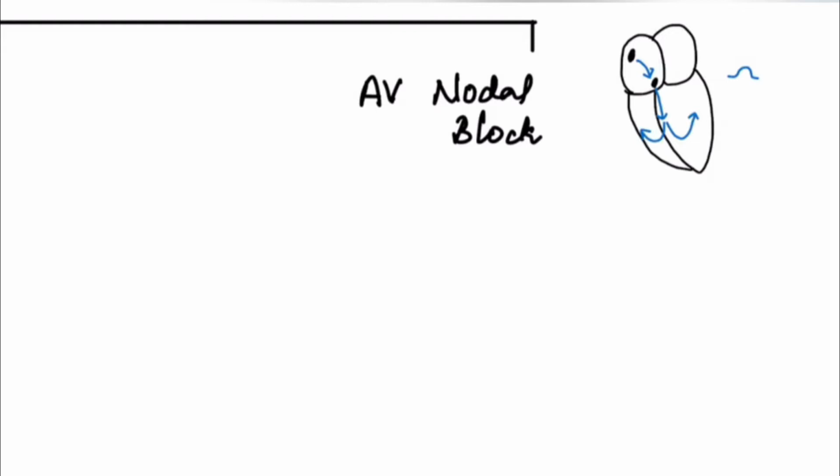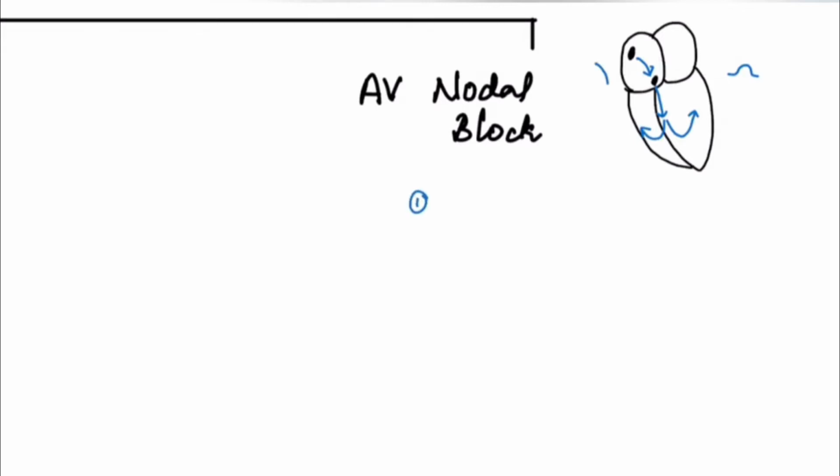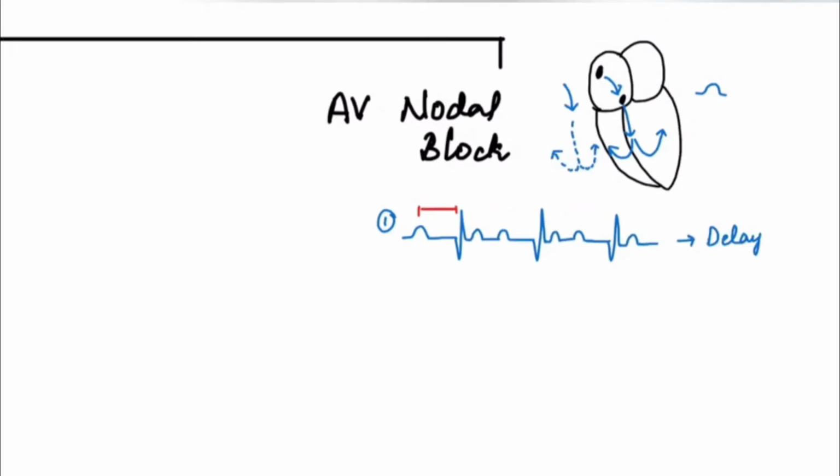And again, this AV nodal block is of three types. So in the first degree AV nodal block, after the atrial contraction, there is a delayed ventricular contraction. So QRS is present after every P wave, but it occurs late due to the delay in the conduction from the atria to the ventricles. Between the atrial contraction, that is the P wave, and the ventricular contraction, that is the QRS complex, the gap is increased. This is measured by the PR interval. So the PR interval is increased in first degree AV block.